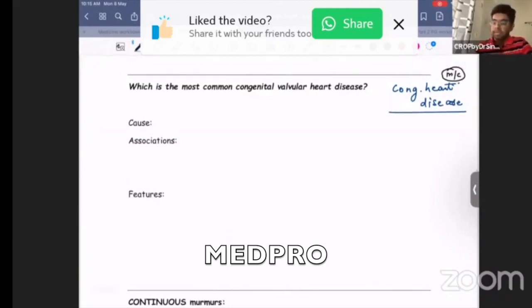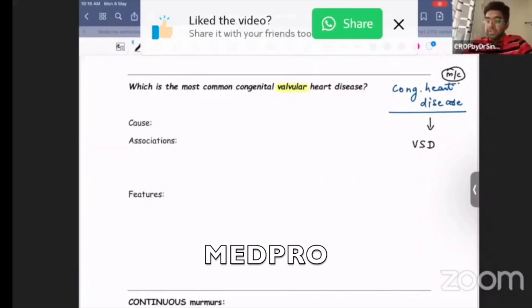The most common congenital heart disease overall is VSD, ventricular septal defect. However, the question is not congenital heart disease only, it is congenital valvular heart disease, something associated with the valve. VSD, ASD and all are related to the septum. Now I am specifically asking about valvular heart disease.